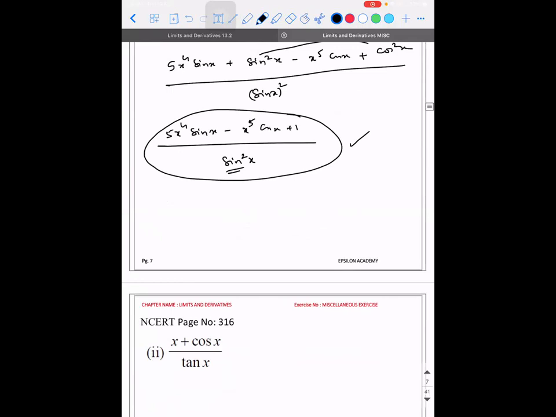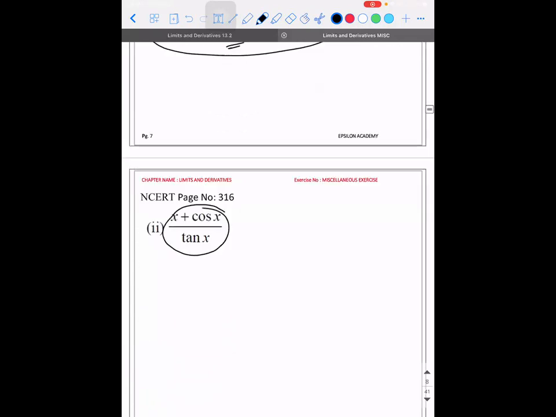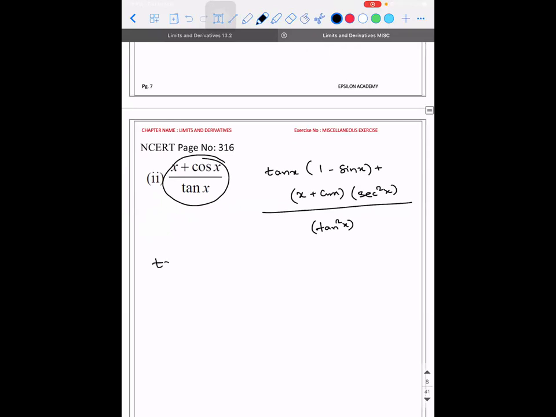Right? We'll do one last problem and then we can wind up. So what is the derivative of x plus cos x by tan x? It is tan x into derivative of x plus cos x, which is 1 minus sin x, plus x plus cos x into derivative of tan x, which is secant square x, the whole divided by tan square x. So it is tan x minus sin x into tan x, okay, we'll leave it as sin x into tan x, plus x secant square x plus cosecant x into secant square x, which is secant x.